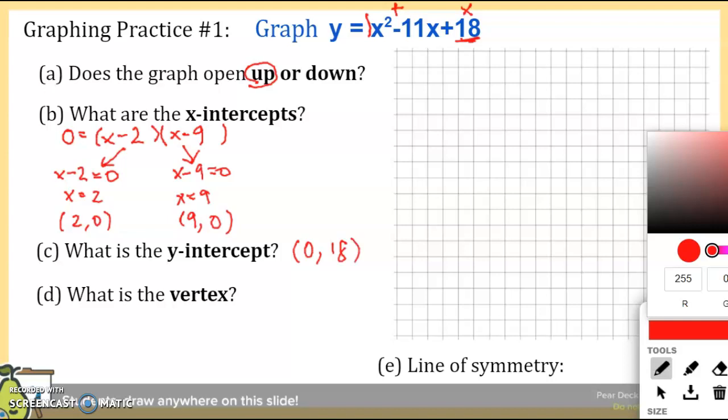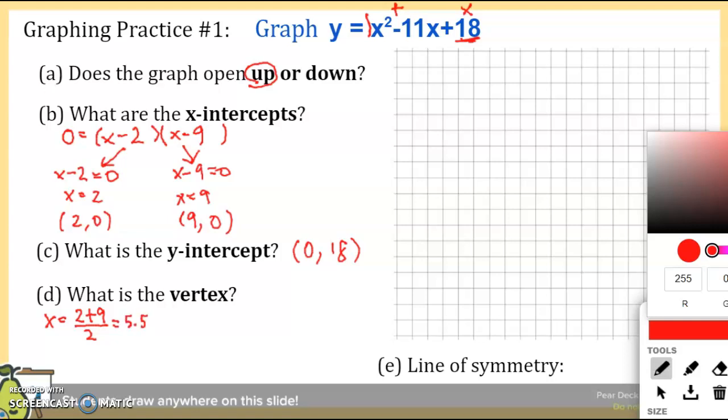What is the vertex? Okay, so then since I figured out the x-intercepts, it's really easy. It's the average of the two x-intercepts. So the x coordinate of the vertex is going to be the average of 2 plus 9. Not just 2 plus 9, but you need to divide by 2 because that's how we do average. That's 11 divided by 2, which is 5.5.